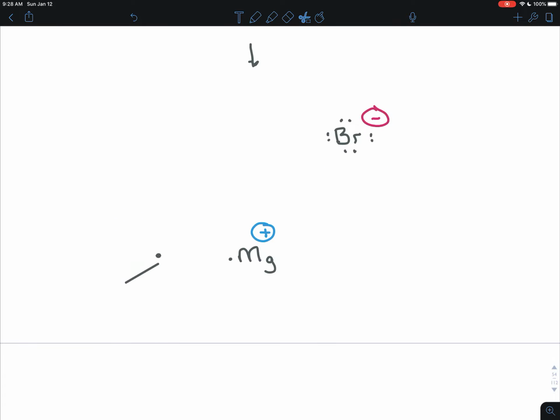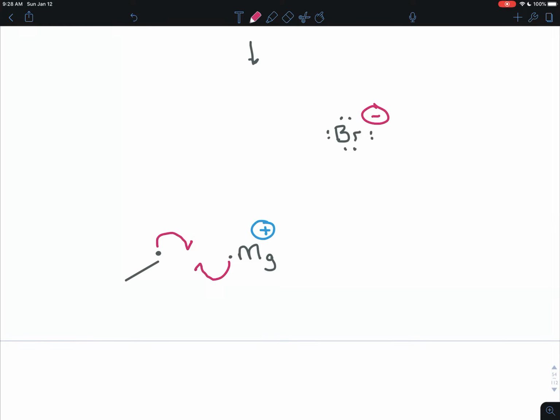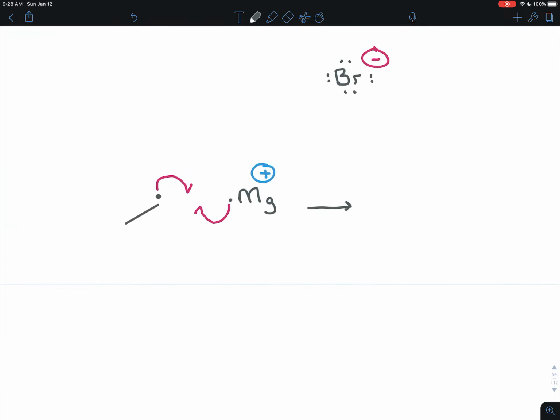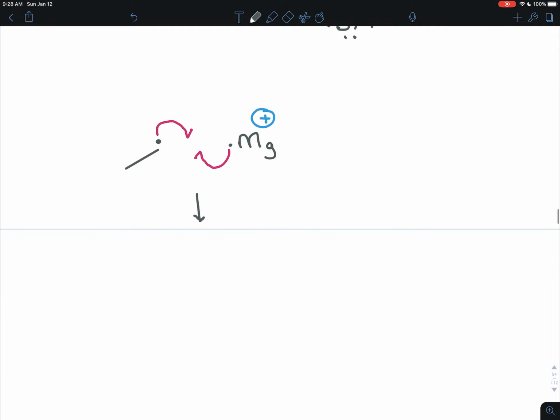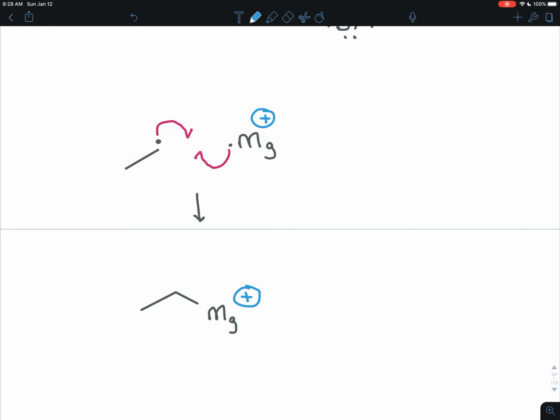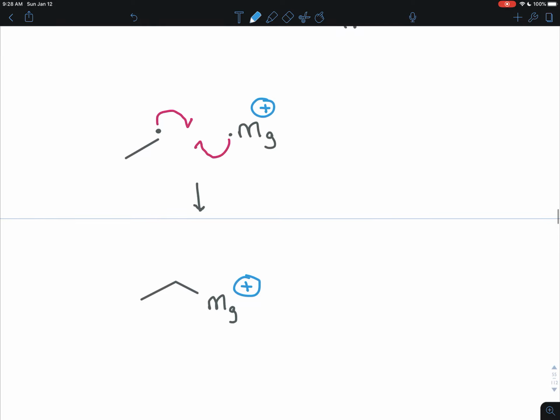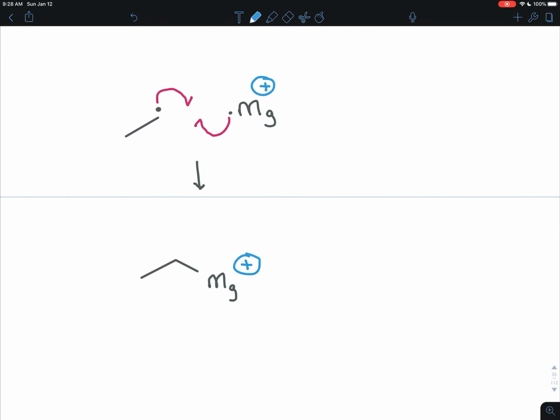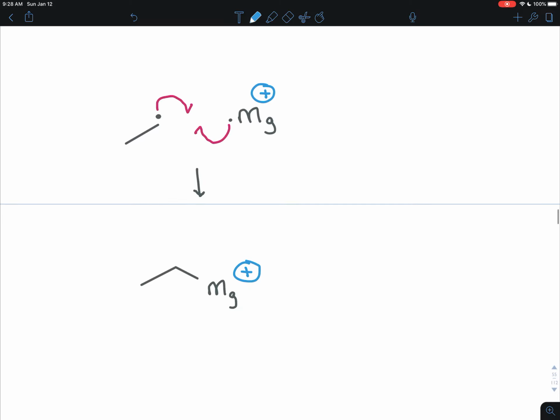So these now pair up. The carbon contributes its one unpaired electron, the magnesium contributes its one unpaired electron, and you form a new bond between the carbon and the magnesium. Magnesium still has a full positive charge on it, the formal charge there. And if you want, you can use that formal charge equation that we've discussed previously in the videos, and you can calculate that for magnesium and see that it's a positive one.